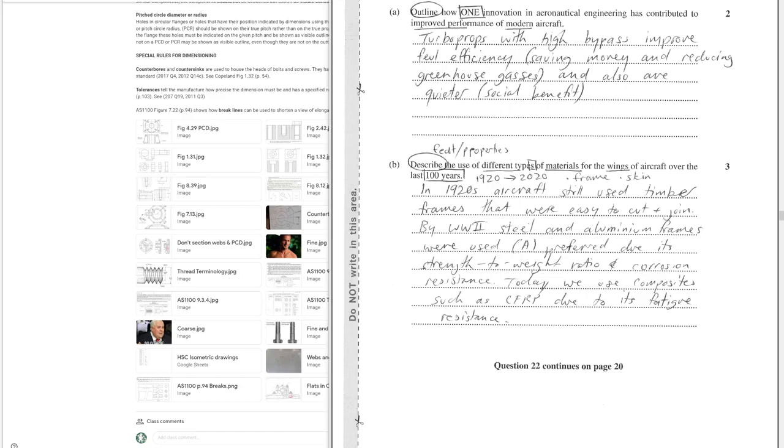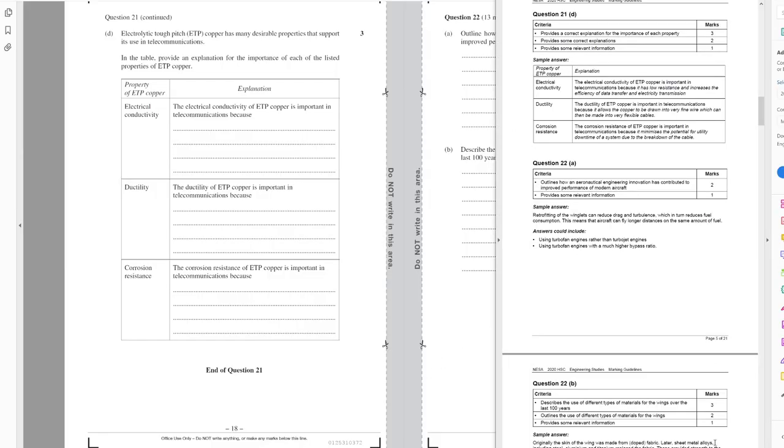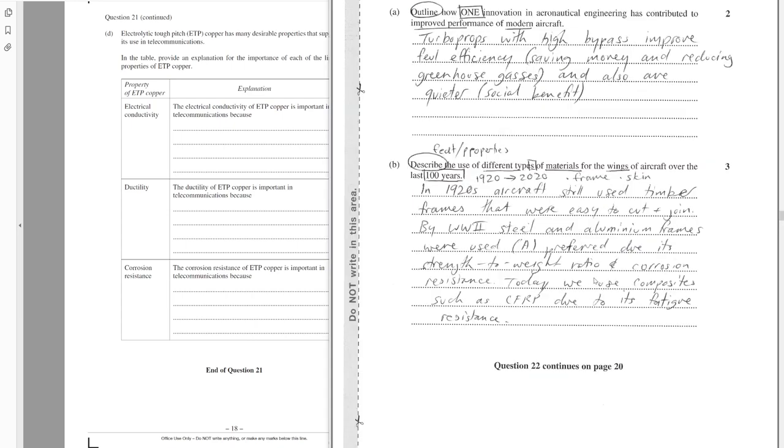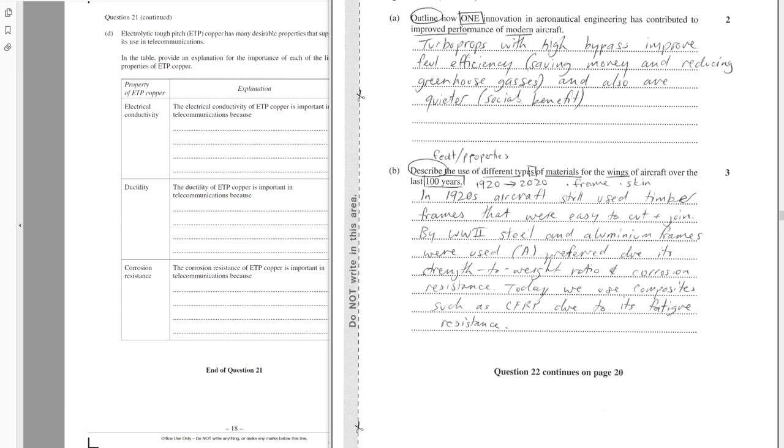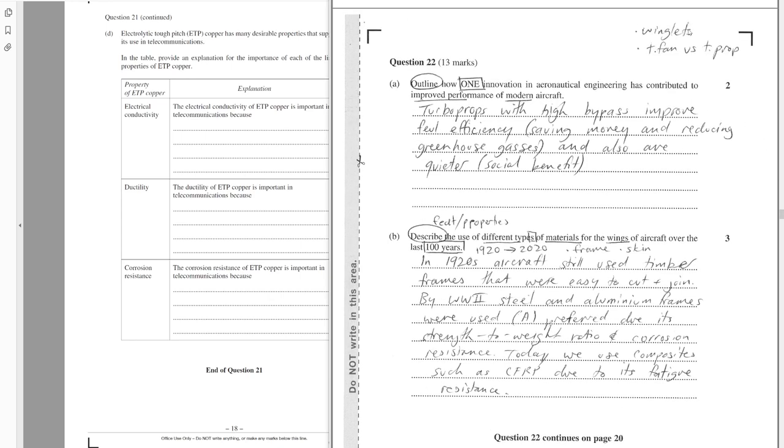Okay, I do like having the paper, even if it's on the right page. So for me, outline: sketch in general features, main points of, one innovation, so we're boxing that, improved performance of modern aircraft, so we're underlining, stressing the important words. And then for E, I've just written little dots. So I've said winglets and turbofan versus turboprop. I'll be honest, I saw those answers, but real engineering talks about winglets as probably the most important thing; there's no one innovation as effective for improving efficiency as winglets. Turbofan versus turboprops is another good one as well. But I just thought I'd talk about turboprops with high bypass.